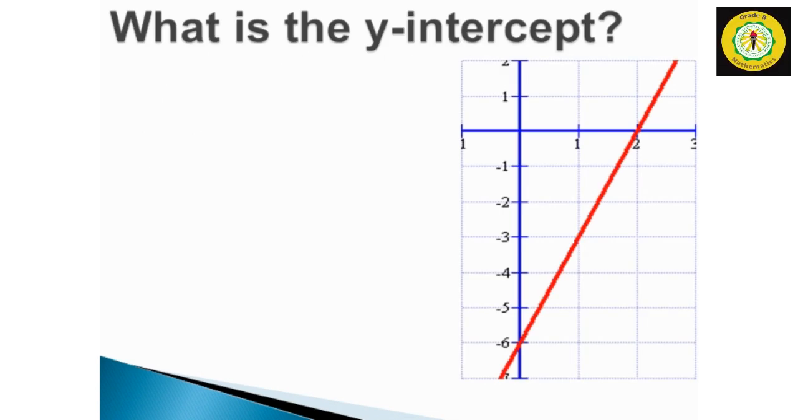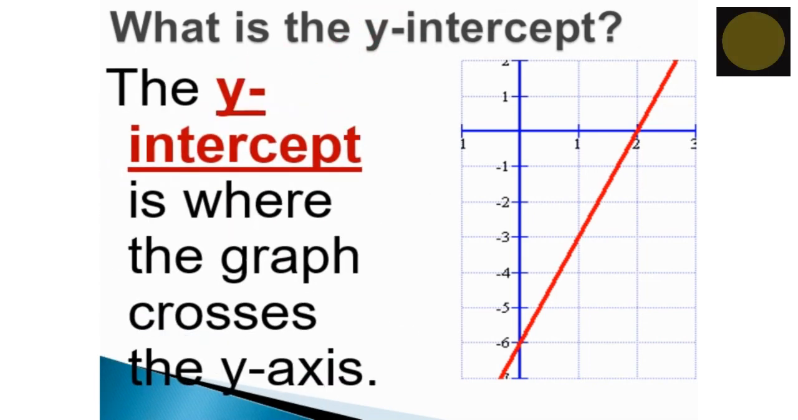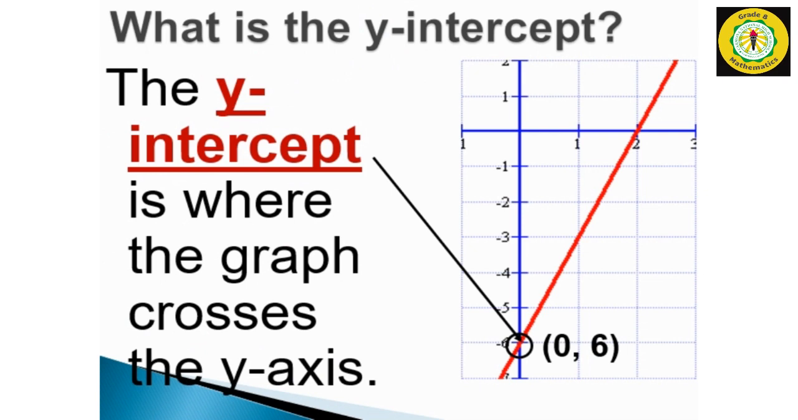But first, what is the y-intercept? The y-intercept is where the graph crosses the y-axis. Here is an example. I have here the point (0, 6).